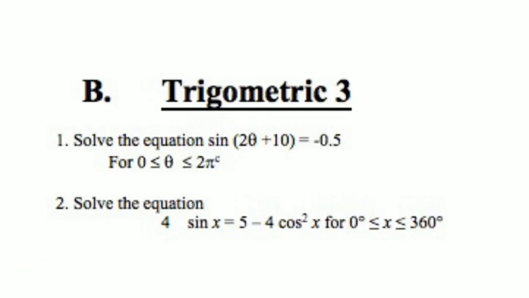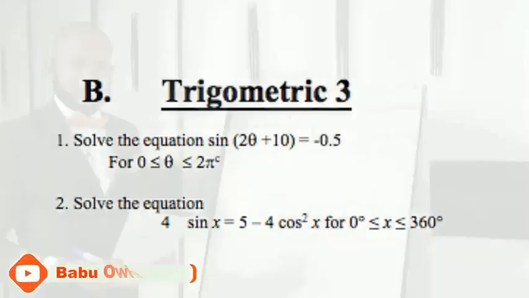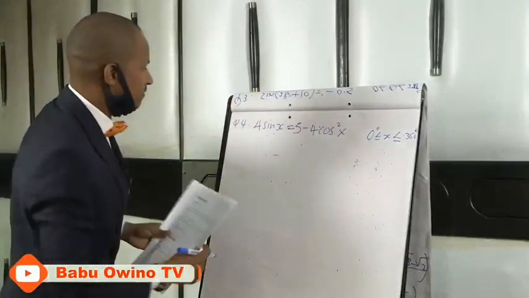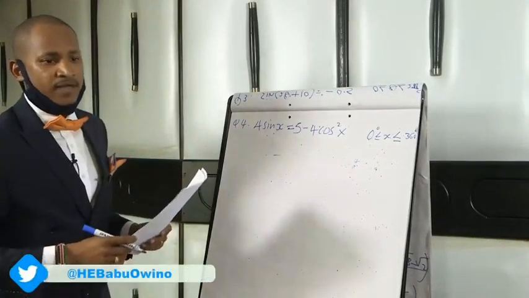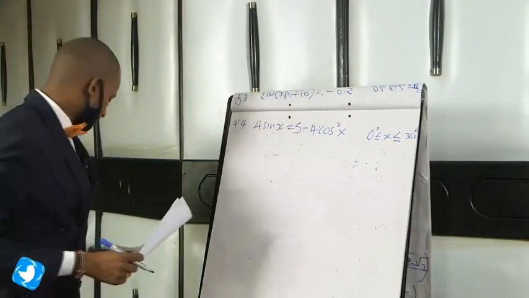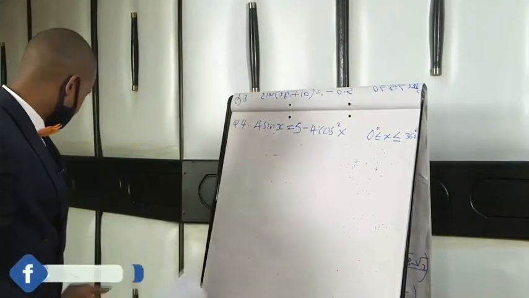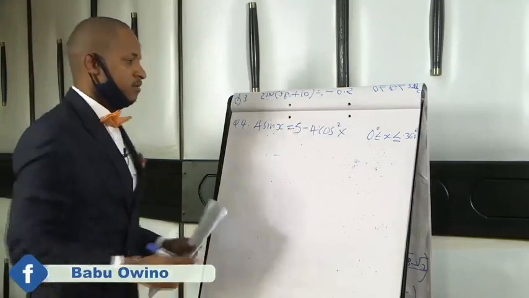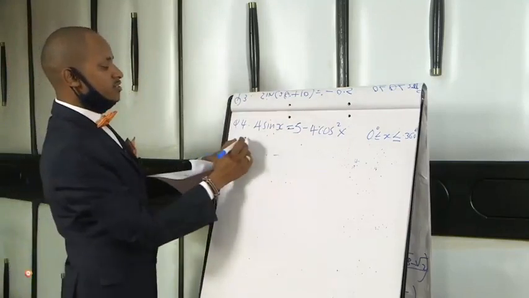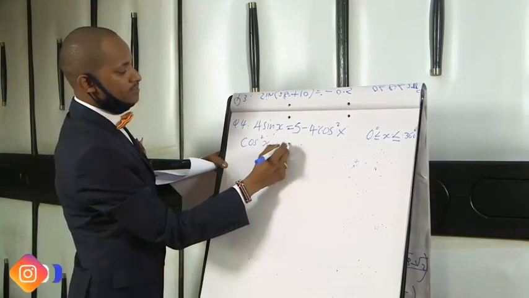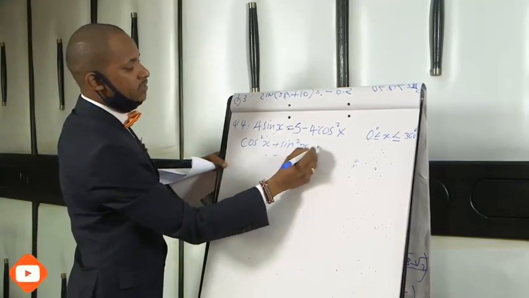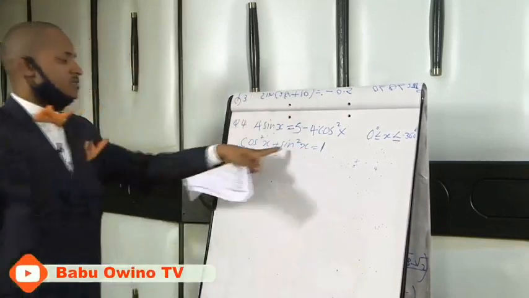When you meet such a question, first of all, you smile, because it's an easy solve. The first thing you do, you are going to use trigonometric identities. Again, it's in your 4-figure mathematical tables. So the identity that we are going to use here is cosine squared x plus sine squared x equals 1.